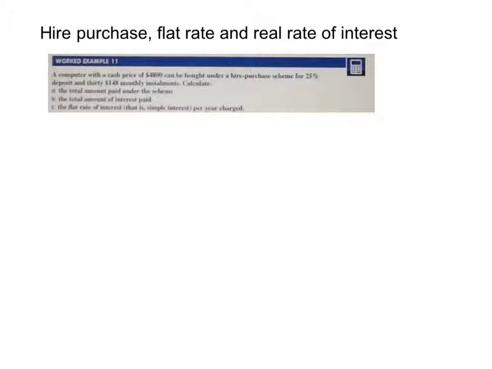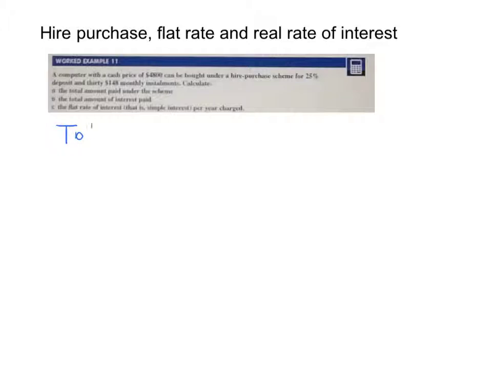The example that's in the book is a computer with a cash price of $4,800 bought under a hire purchase scheme where you have to pay 25% deposit up front and then later on $148 monthly instalments. So the question basically wants you to calculate the total amount that's paid under the scheme, therefore the total amount of interest, and therefore what actually is the interest per year that's charged. So if we start, the very first thing we have to do is figure out how much we're going to pay all up.